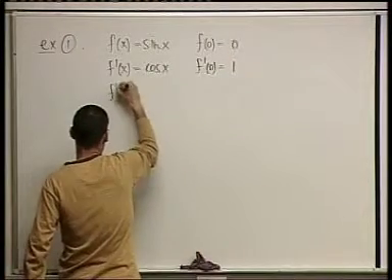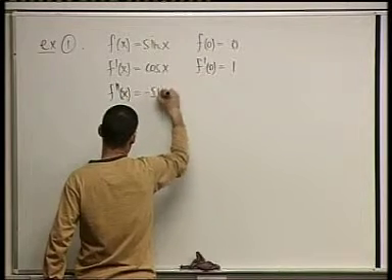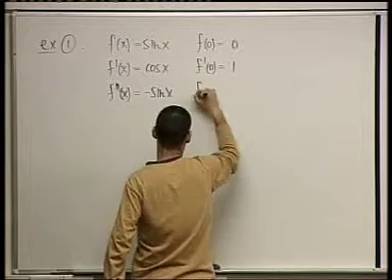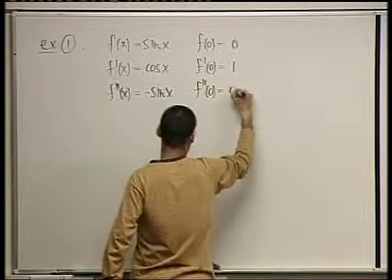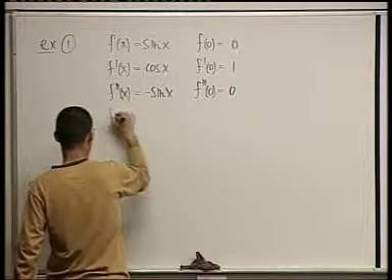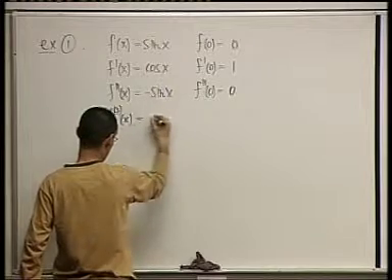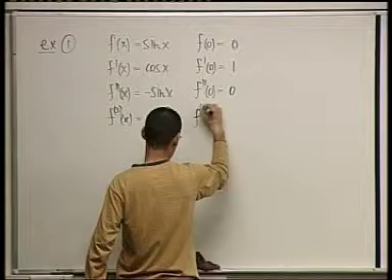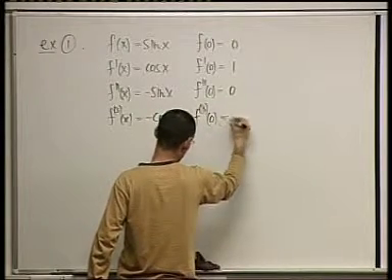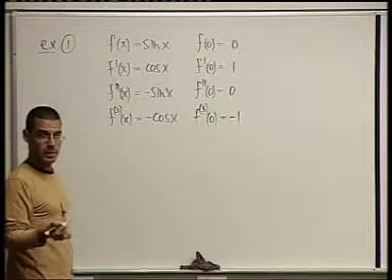What's f double prime of x? Minus sine of x. Therefore, f double prime at 0 is 0 again. What's the third derivative of x? It's the derivative of this, so it's minus cosine of x. So the third derivative at 0 equals negative 1. Is everybody following?